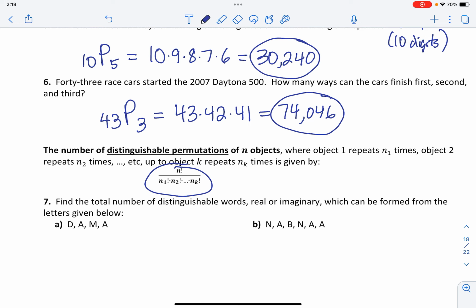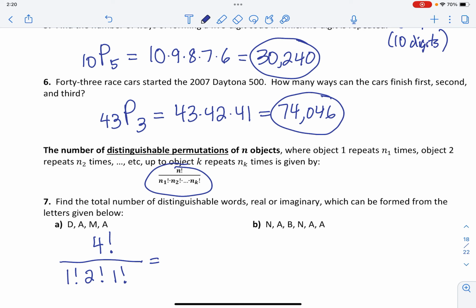So if all the letters were different, it would just be 4 factorial. But because that A repeats, some of those permutations in 4 factorial are going to be identical, right? Because if you swap the A's, you can't tell. So we're going to use this formula. The n is 4, so the top is going to be 4 factorial. And then how you build this is for each letter, write down how many times you see it. Like for the D, for example, there's just 1, so that's going to be 1 factorial. A, there's 2 of them, so that's 2 factorial. And M, there's 1, so 1 factorial. And that's it. Now we just got to calculate all the factorials.